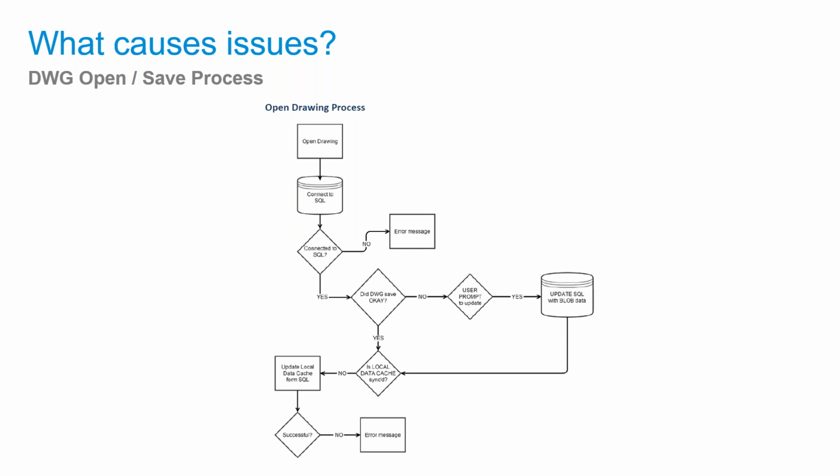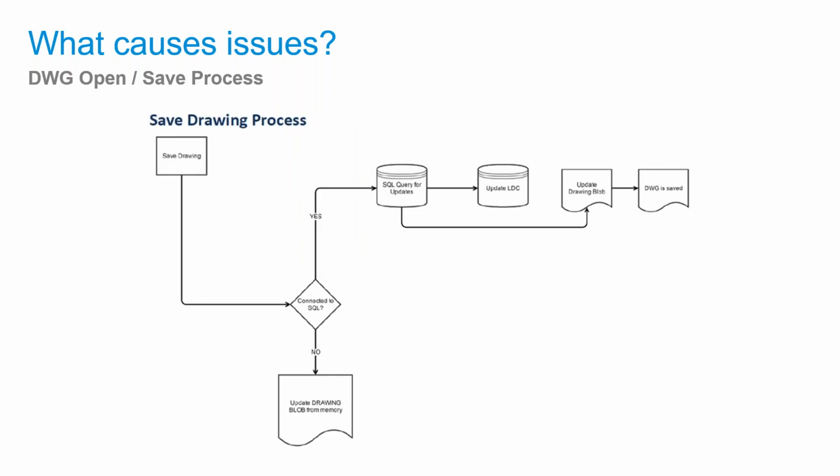It'll give you that synchronization warning. And then if you click yes to go ahead and update, it's going to update the SQL Server and the blob data in the drawing. And then that's going to update your local cache. And then it's going to go on and open the drawing successfully. And if not, there's still a problem. There could be an error message at the end. So it's going through this whole process. It's good to understand what's going on in the background so that when you try to troubleshoot this stuff, you know where to go look. So this is an overview of what happens there.